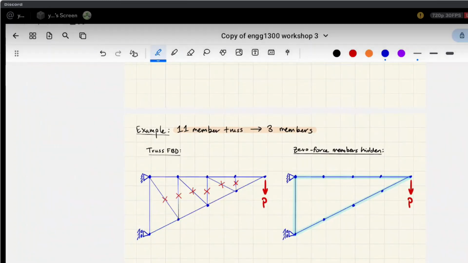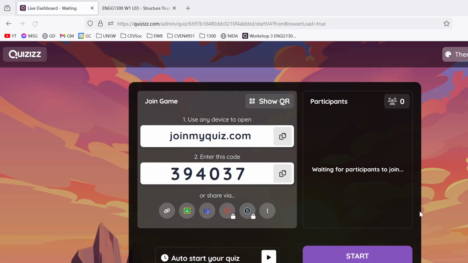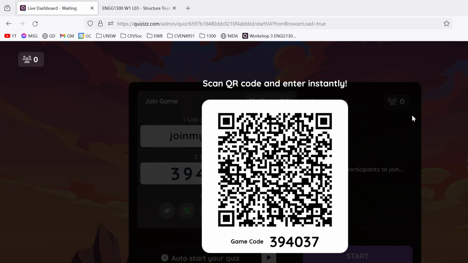Okay, so I'm going to do the quizzes now. Just scan this QR code first. This isn't the attendance, by the way. If you could just scan it, we'll test your understanding of zero force members and other stuff like that. This quiz is recycled from my term 2 class last year, but I think they seemed to enjoy it.